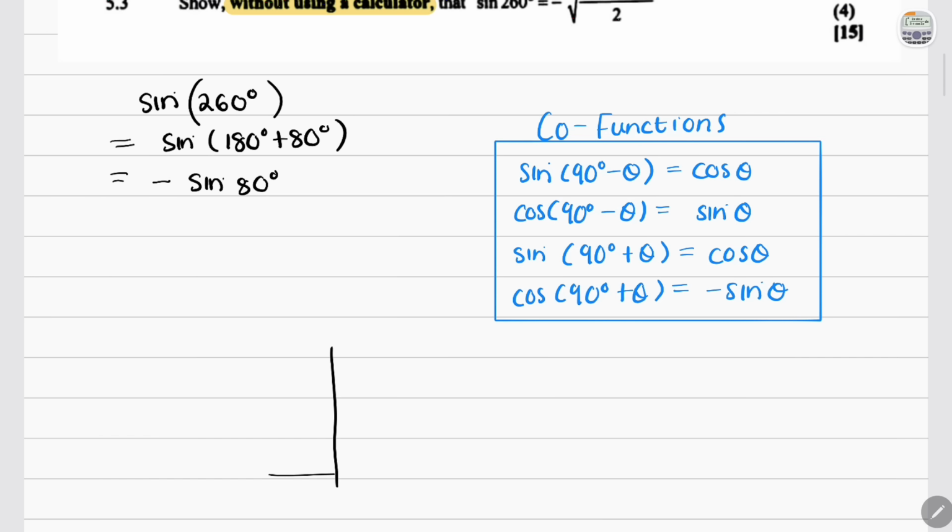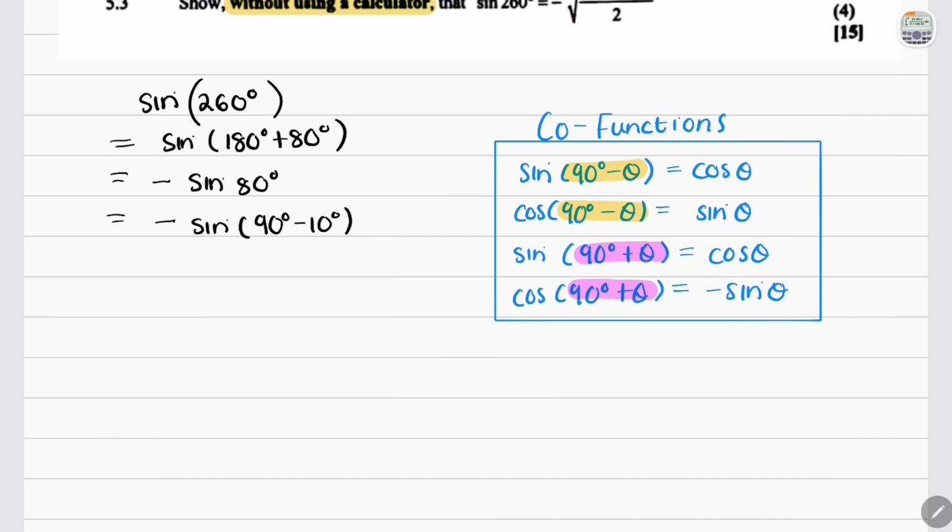So with cofunctions, you're going to have angles that are greater than 90 degrees and angles that are less than 90 degrees. The ones that are less than 90 degrees are these ones, the 90 degrees minus theta. The ones greater would be the 90 degrees plus theta. So 80 degrees is an angle less than 90 degrees, and so we can express this as negative sine, and we can say 90 degrees minus what gives us 80 degrees. That is 90 degrees minus 10 degrees.